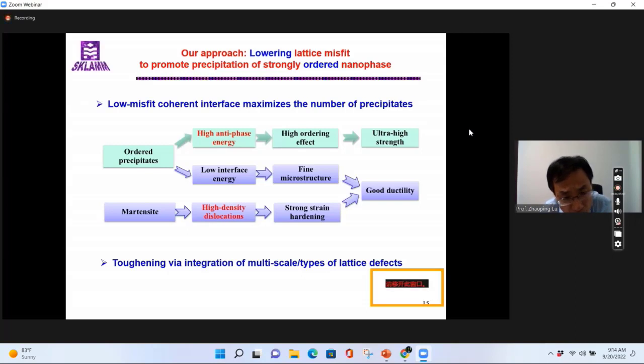But how to suppress the planar slip, which is the typical characteristic of ordered particles? What we have done is that we retain the high density dislocations generated during the aging, of course, because of the existence of this ordered nanophase. Then the interaction between the existing dislocations and the massive nanoprecipitation may give us good ductility.